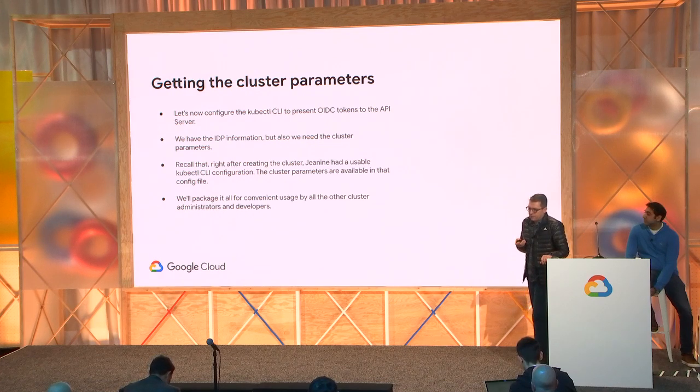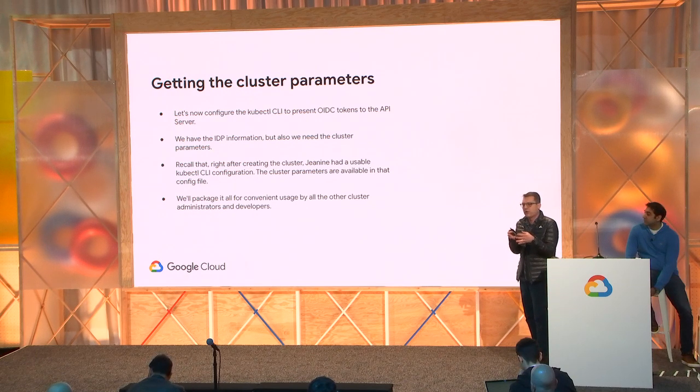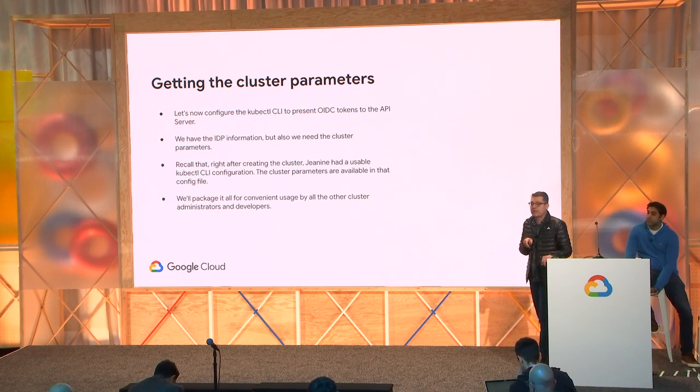So recall that right after Janine created the cluster, she had a usable configuration that gave her admin privileges in the cluster. So that configuration actually has all the cluster parameters that we need. So we are going to go look into that file, the kubeconfig file that was initially created, to get those parameters so that we can package all of this in a single file that will make it much easier for all the other administrators as well as the other users, developers in the cluster to be able to authenticate.